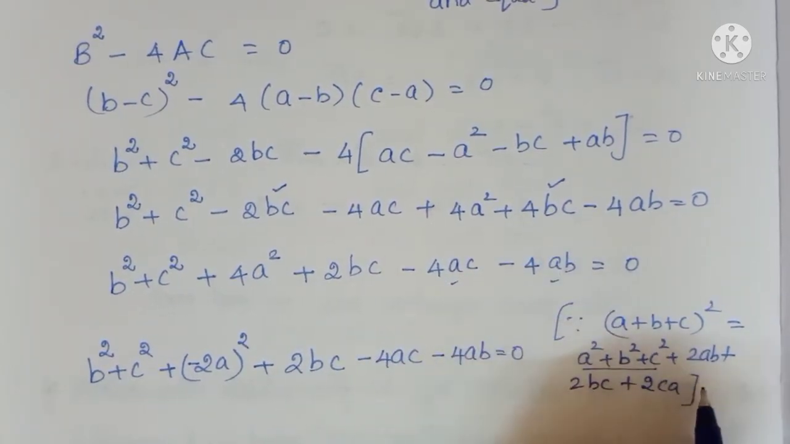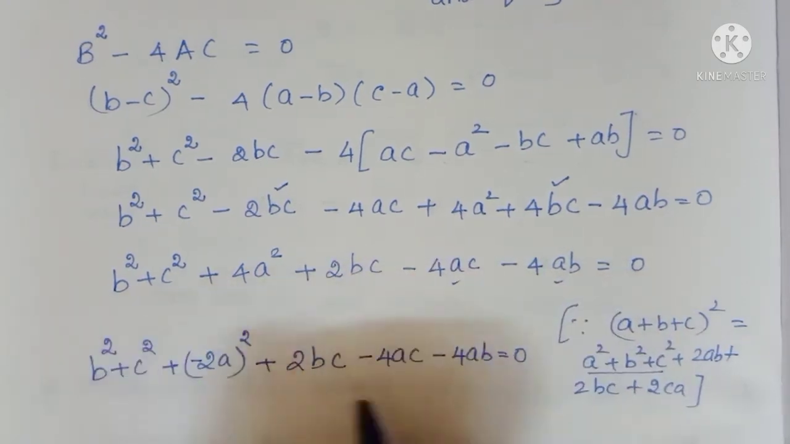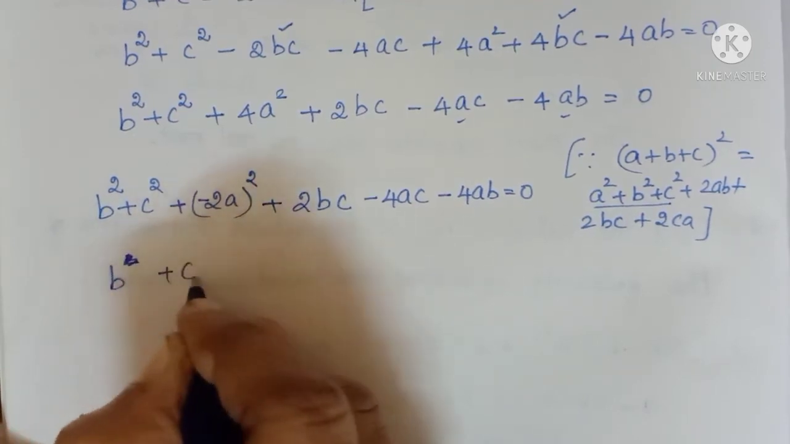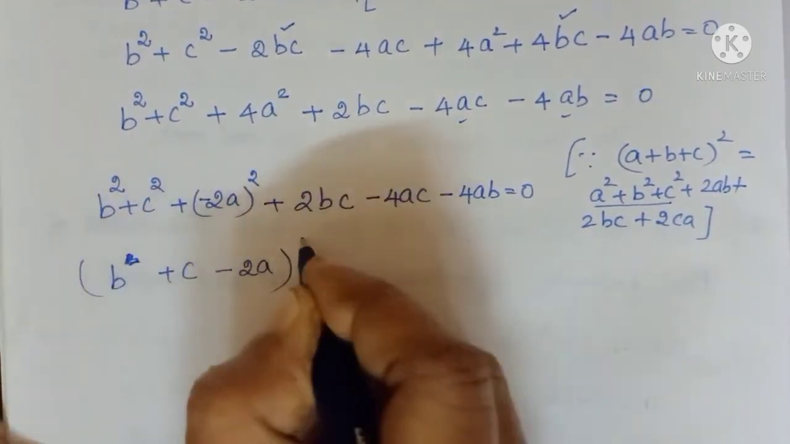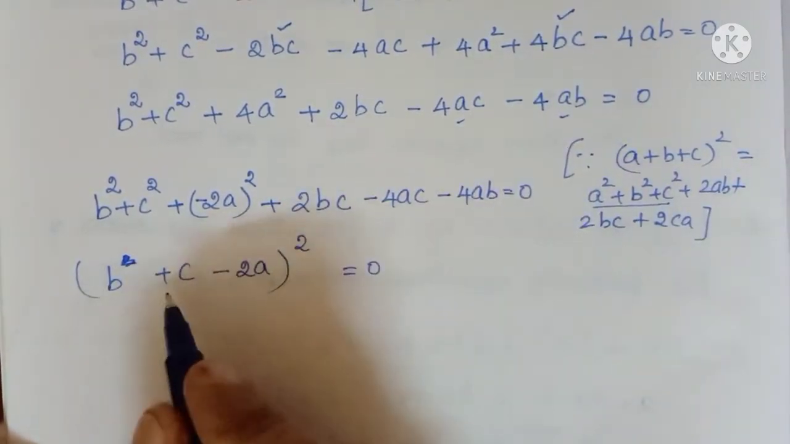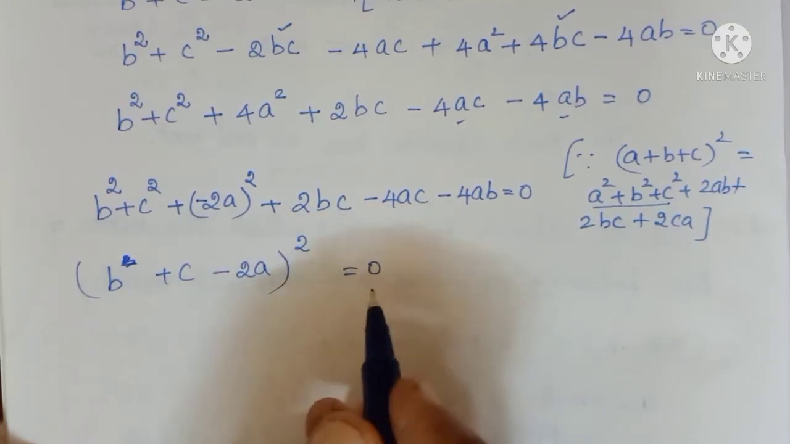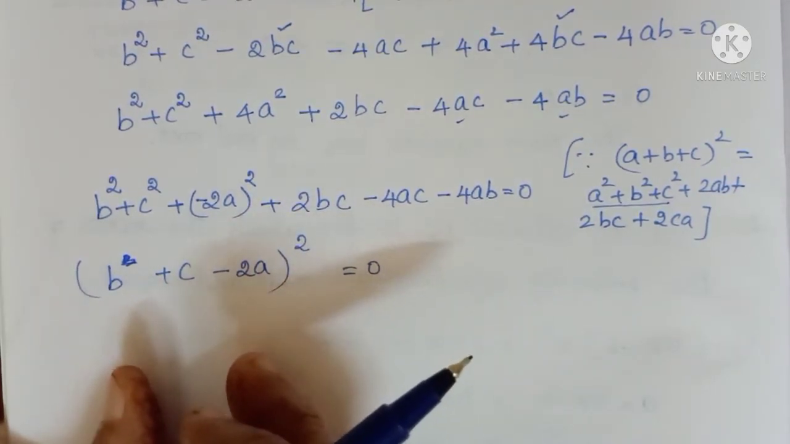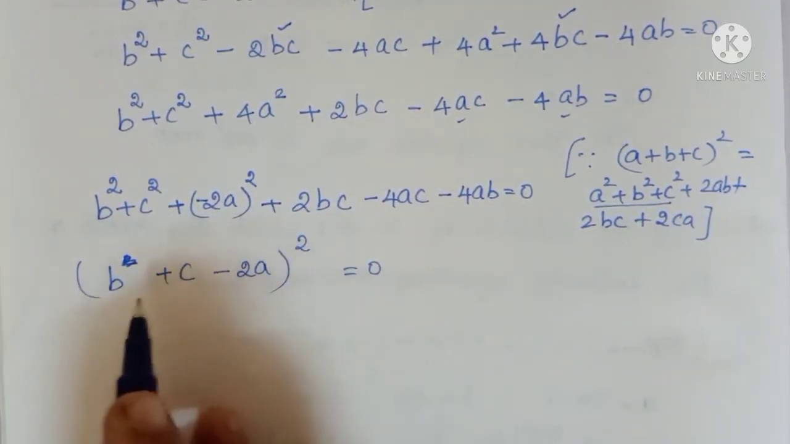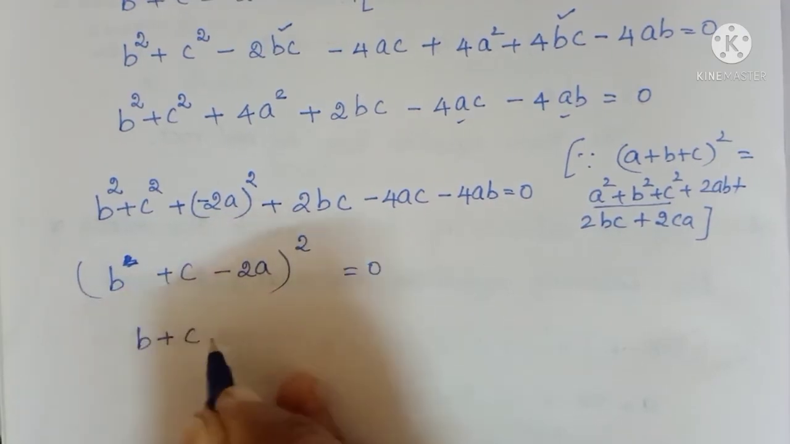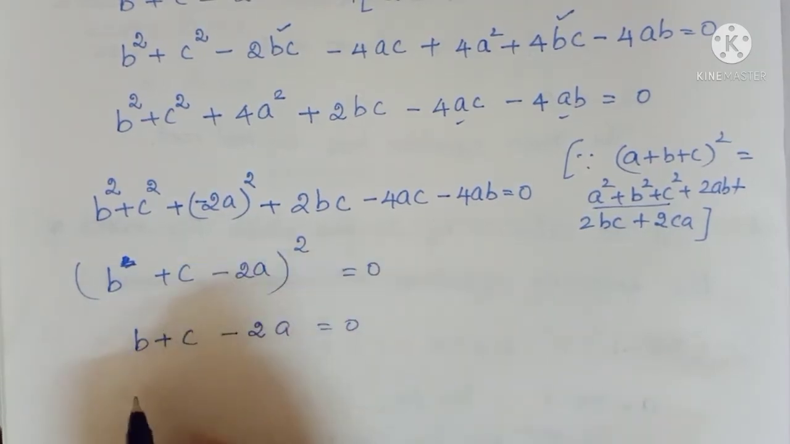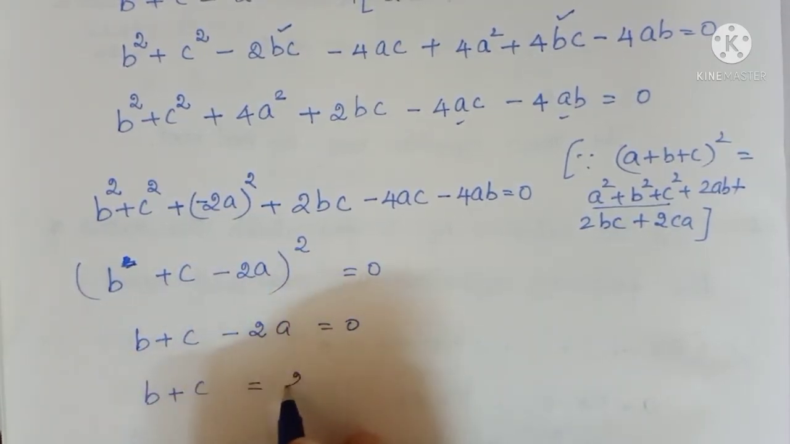Now this is in this form only, so its reverse form we are going to take. So this will be B plus C minus 2A the whole square, that is equal to 0. So the formula's reverse form we are taking here. The bracket inside we are having more than one term. Anyway, the whole square term equal to 0 means the bracket inside also equal to 0. So we can write this as B plus C minus 2A equal to 0. Now I am going to take 2A to the other side. So you will get B plus C equal to 2A.